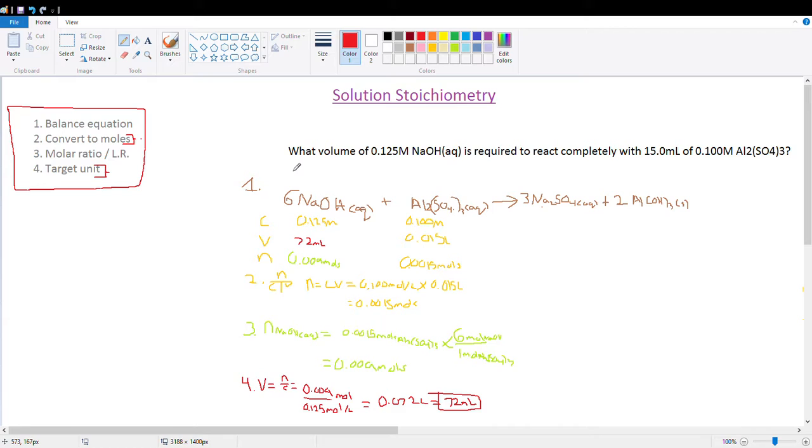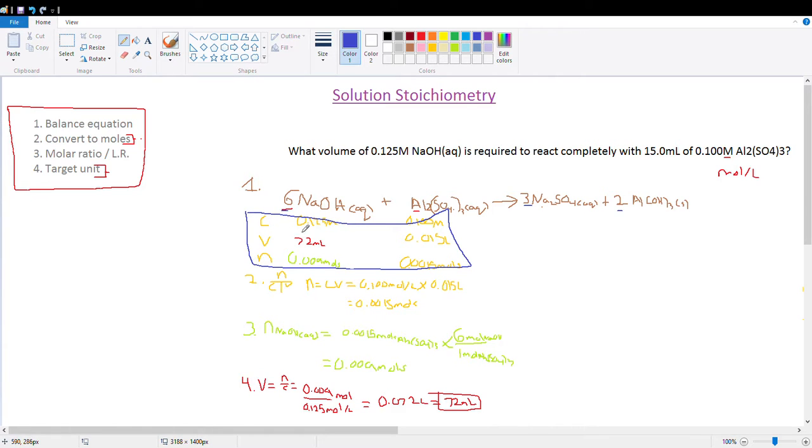What volume of 0.125 molar sodium hydroxide aqueous is required to react completely with 15 milliliters of 0.1 molar aluminum sulfate? And what molar means is basically moles per liter. To start off, we balance the chemical equation so that the elements on each side are equal, and then we wrote down what we had right here.